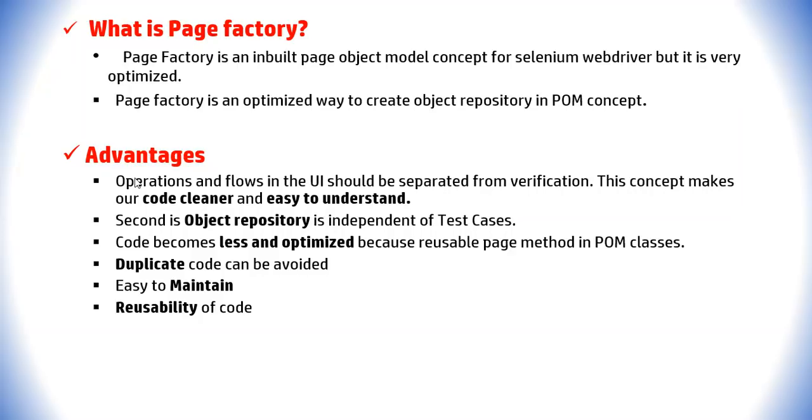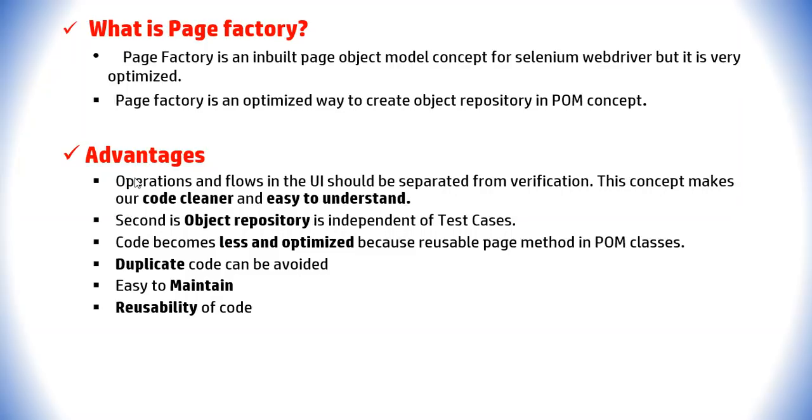There are many advantages if you implement the page object model concept with the Selenium Cucumber BDD framework. Operations and flows in the UI should be separated from the verification. This concept makes our code cleaner and easier to understand. Whatever action you perform on the UI, that particular method will be implemented in the corresponding page class itself. That action will not be implemented in a step definition file or test cases. Second, the object repository is independent of the test cases.